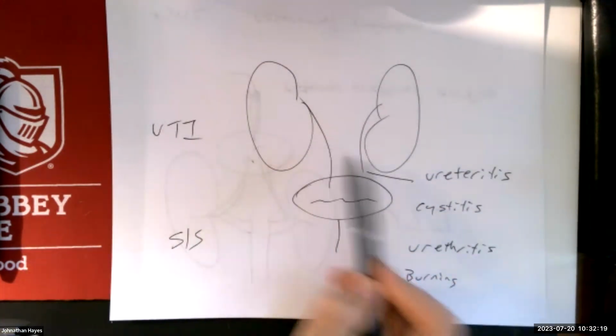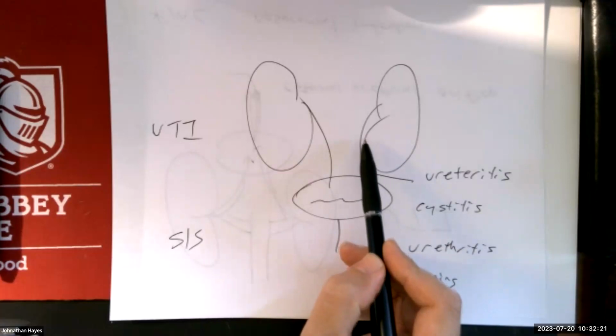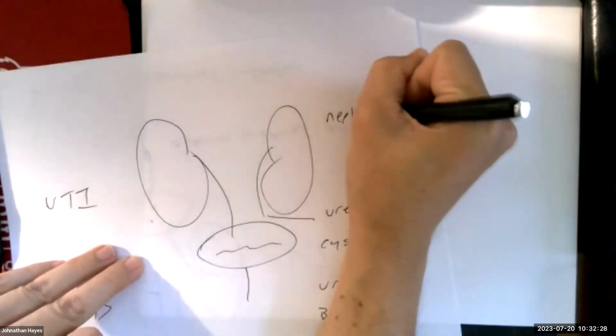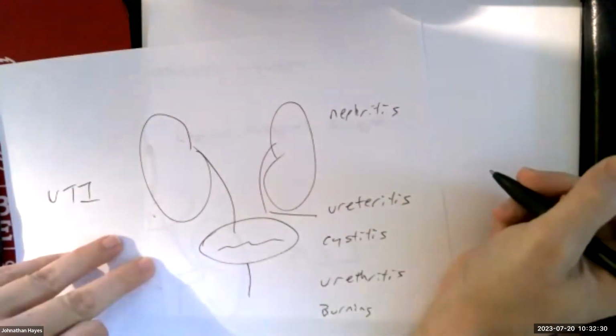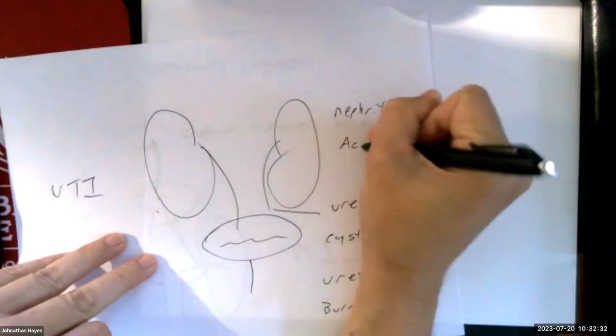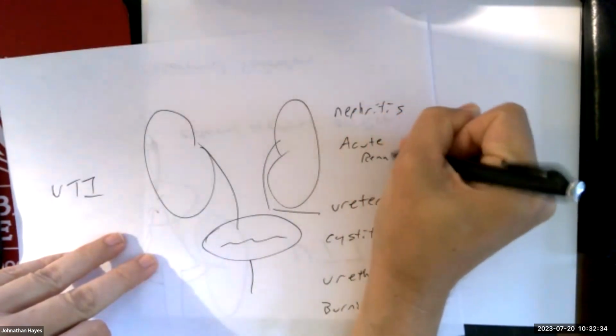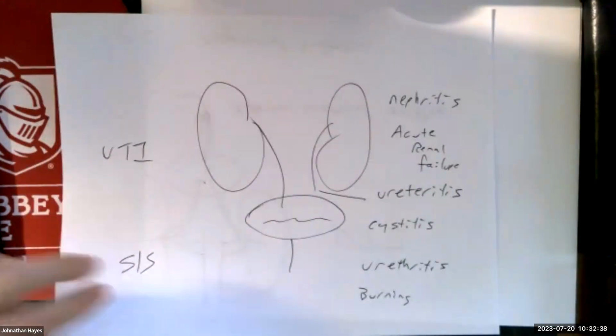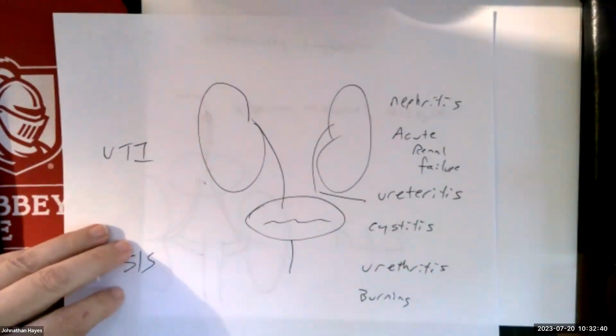If it continues to go up further and gets into ureters, then you're probably going to have flank pain. And again, that can continue into the kidneys. And then if the kidneys themselves are infected, then we might call that nephritis, right? And nephritis can lead to a type of acute renal failure, right? So it's very bad news. But that's the basic idea of why we learn the anatomy.